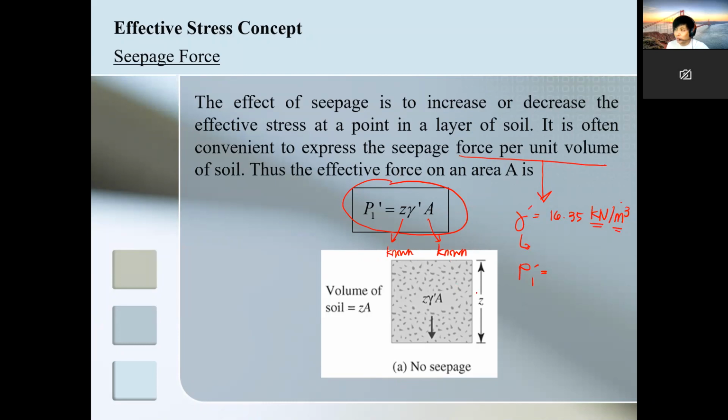So first, for no seepage. Since there's no movement of water, automatically that is the effective force, meaning the effective force of the soil particles or the soil grains. Okay, effective force. The seepage force, on the other hand, comes from the water, not from the soil. In another diagram, I got a bit confused in the story.